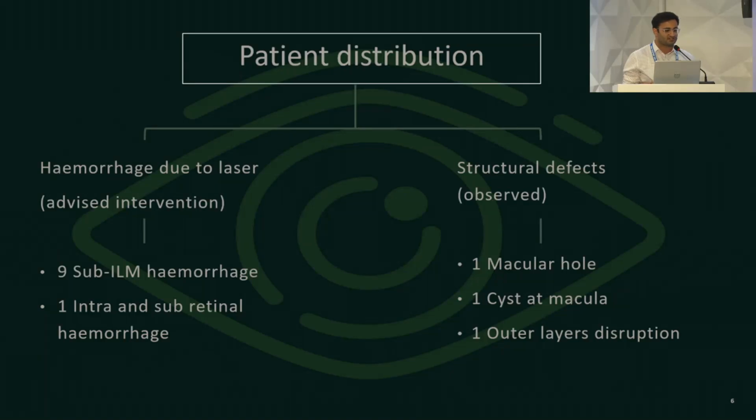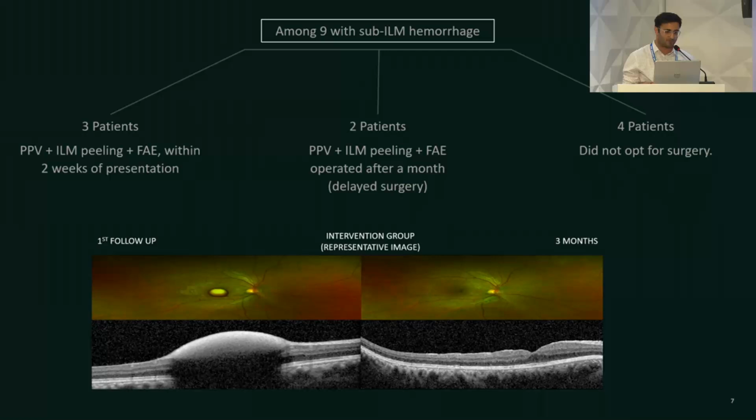Of all the patients, 9 patients had subretinal hemorrhages and 1 patient had intra and subretinal hemorrhage. 1 had macular hole, 1 had a cyst at the macula and 1 had outer layer disruption. Of all the patients who had subretinal hemorrhages, 3 patients underwent surgical management within 2 weeks of presentation, 2 patients underwent delayed surgery and 4 did not opt for surgery.